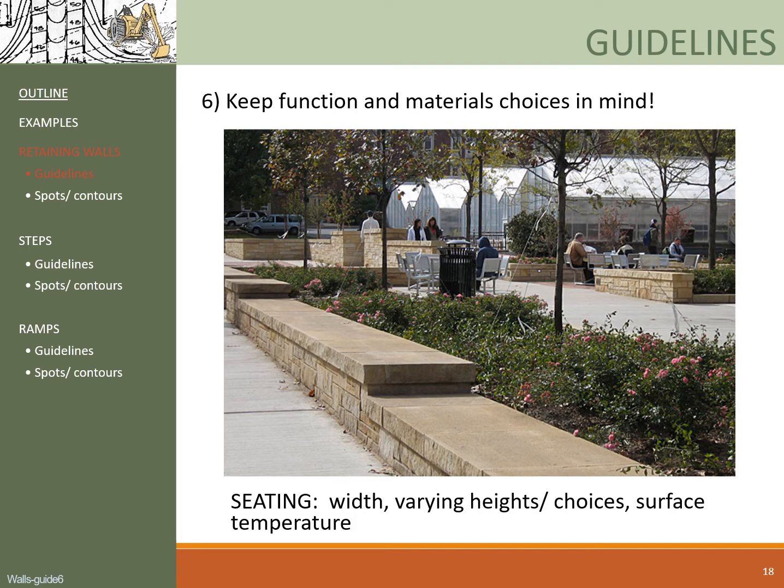Now, the sixth important guideline is that function and material choices are always very important design considerations. For instance, if the wall is also intended to serve as a sitting wall, how wide should it be? Should the height vary to accommodate different lengths of people's legs? How does the surface feel during a hot sunny day? Right?